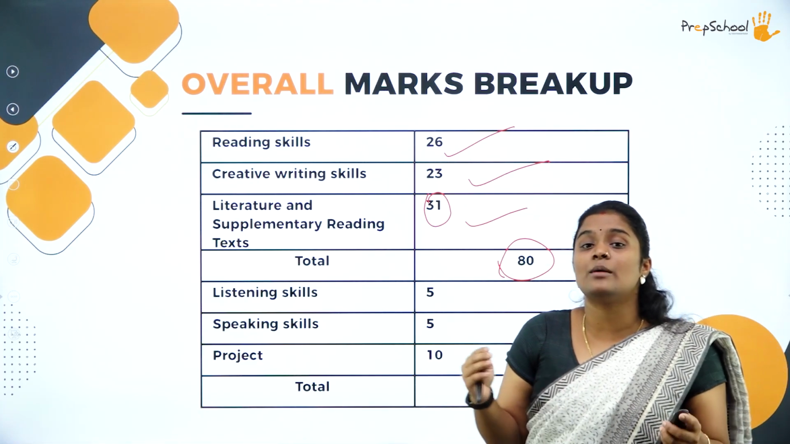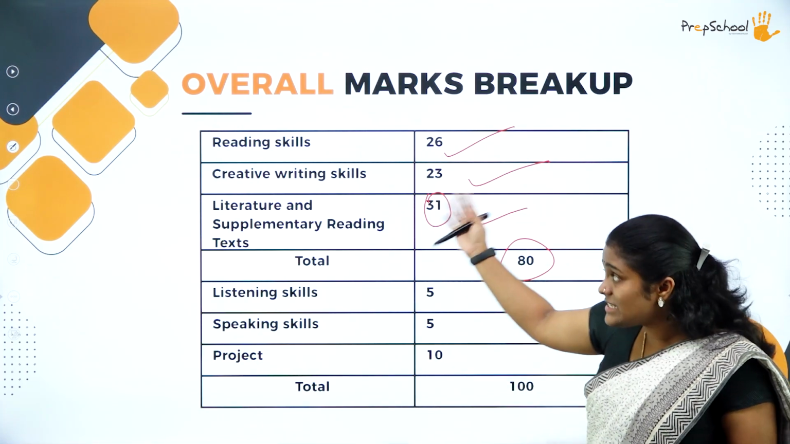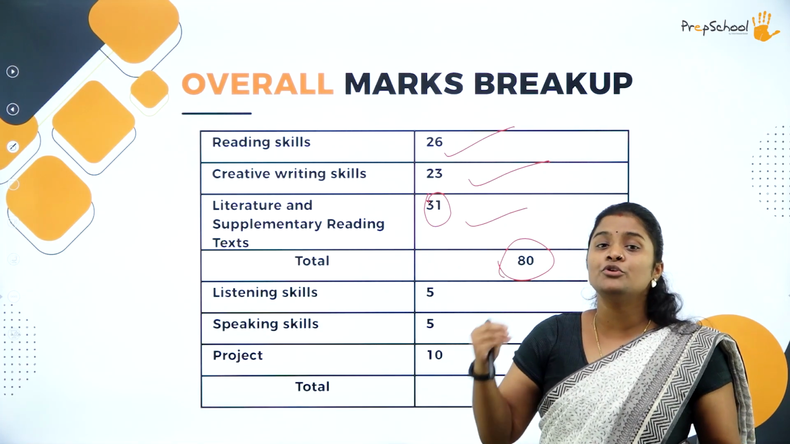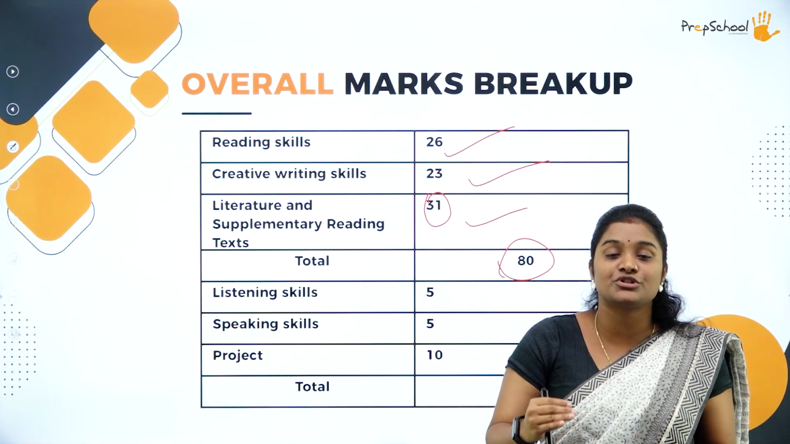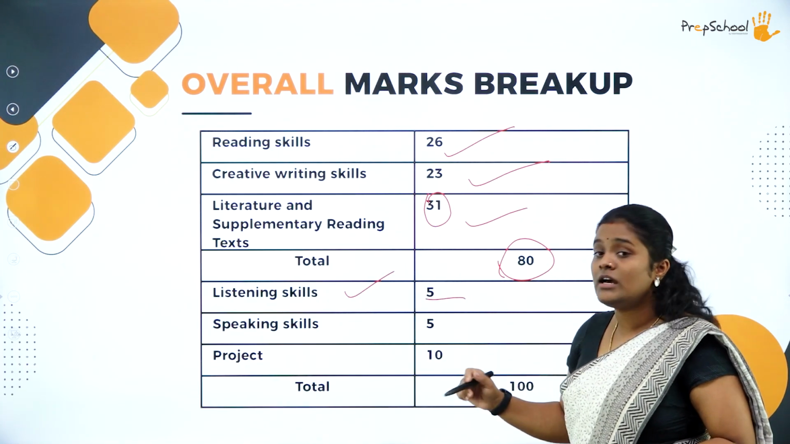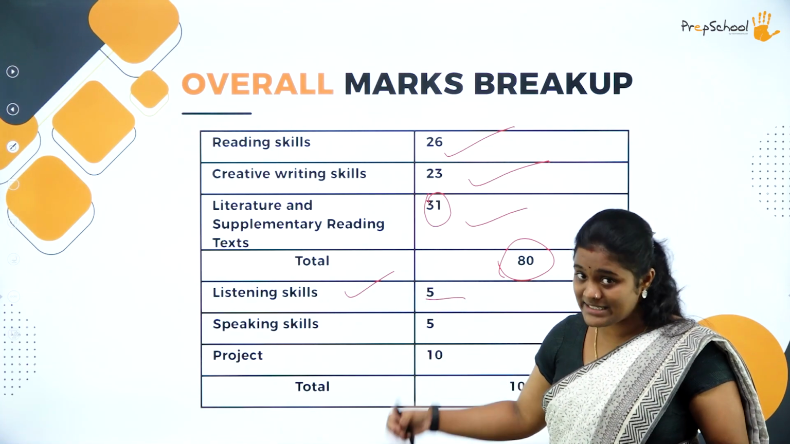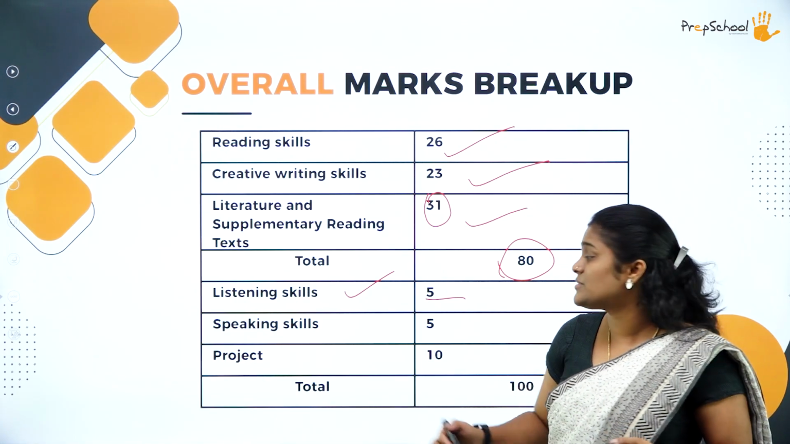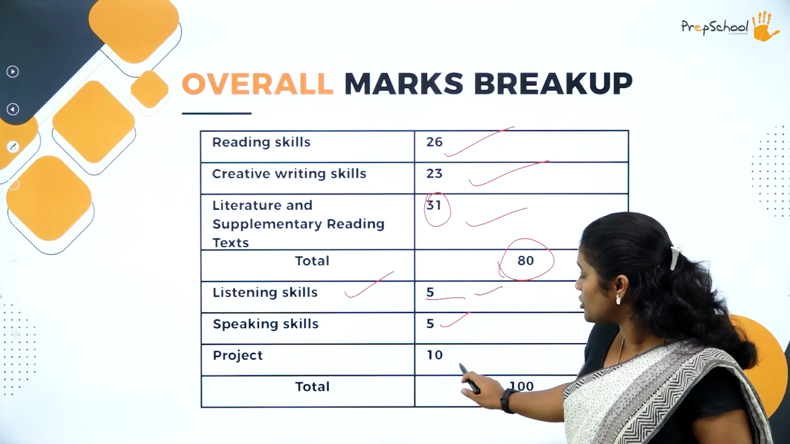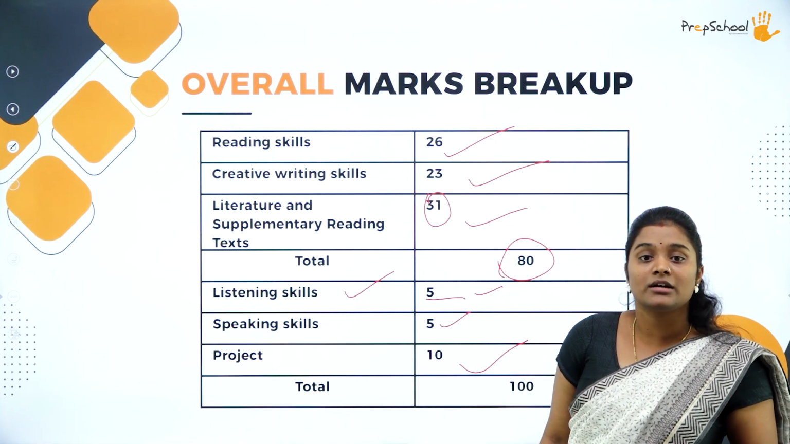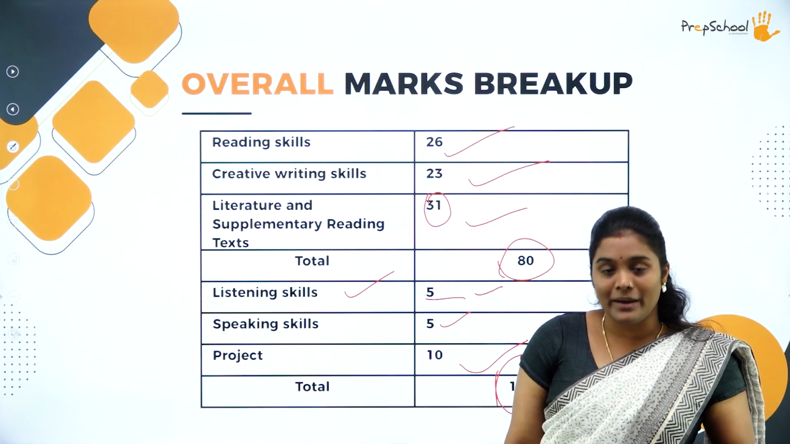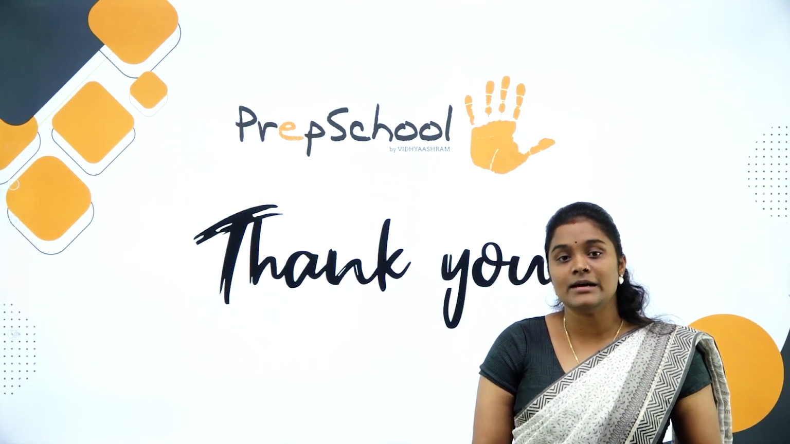You will be writing an exam for 80 marks. It is very easy to get marks in creative writing skills and reading skills, right? But I want you to ace the literature part as well this time. Then there is listening skills for 5 marks. This is part of your internal assessment. Your listening skills and speaking skills will be assessed and awarded 5 marks each. You'll also be given a project which will be for 10 marks. Totally, your marks will sum up to 100. 80 plus 20 will be your final marks.